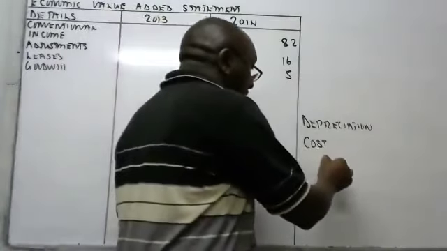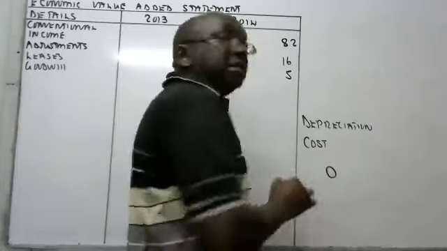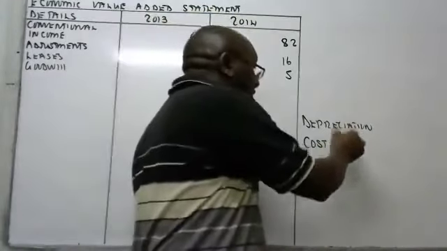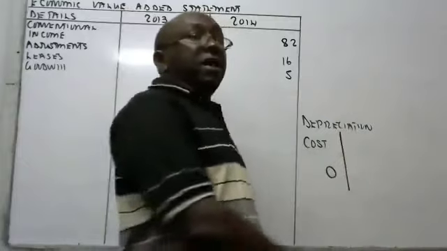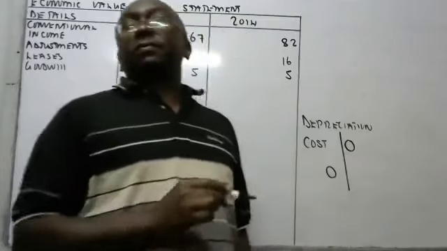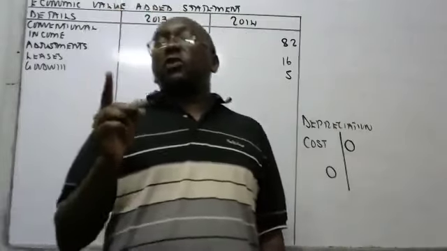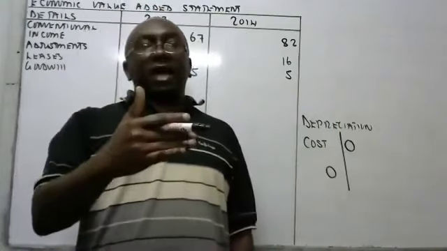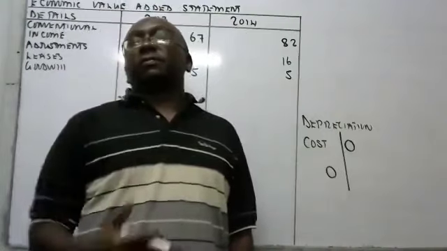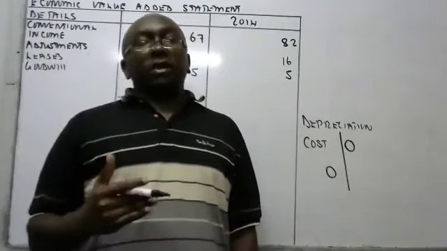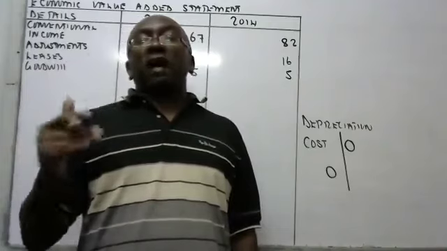such that at the end of the 4th year, the closing value was what? 0. That means when you come now to the 5th year, the opening value of that asset will be what? 0. In actual sense, you are telling us this asset will not be with us at the beginning of the 5th year. It may be true, it may be untrue. Now, if it is untrue, that's where we have the issue.